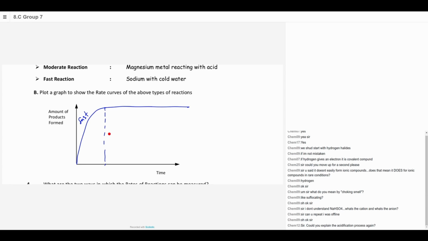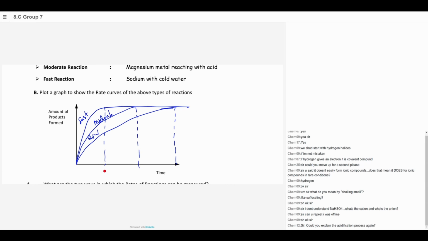The same fast reaction, if you make some changes in the conditions, you can convert into an extremely slow one. It takes a long time to complete. This is a slow reaction. It's the same reaction because you can see the products are at the same level at the end. Just because a reaction is slow doesn't mean it produces fewer products. It produces the same amount of products at the end of the reaction, but it takes a long time to produce that amount. For a moderate reaction, it takes a moderate amount of time. So this is moderate.